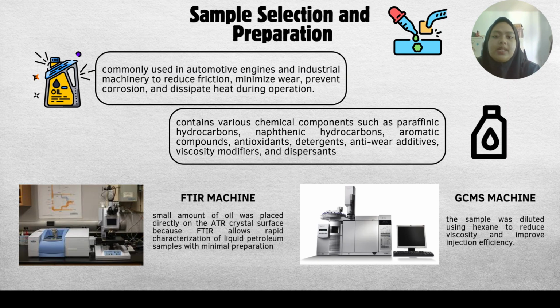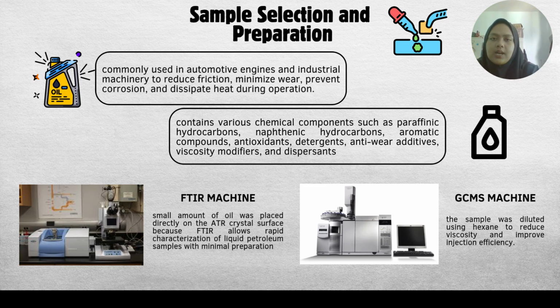Lubricating oil is commonly used in automotive engines and industrial machinery to reduce friction, minimize wear, prevent corrosion, and dissipate heat during operation. Lubricating oil also contains various chemical components such as paraffinic hydrocarbons, naphthenic hydrocarbons, aromatic compounds, and antioxidants, detergents, anti-wear additives, viscosity modifiers, and dispersants.